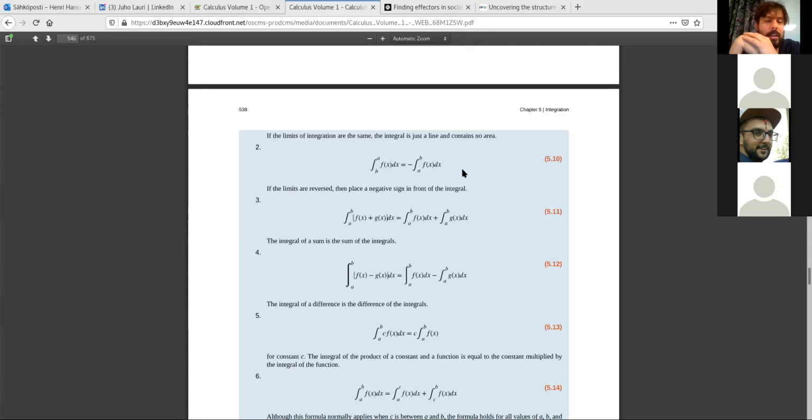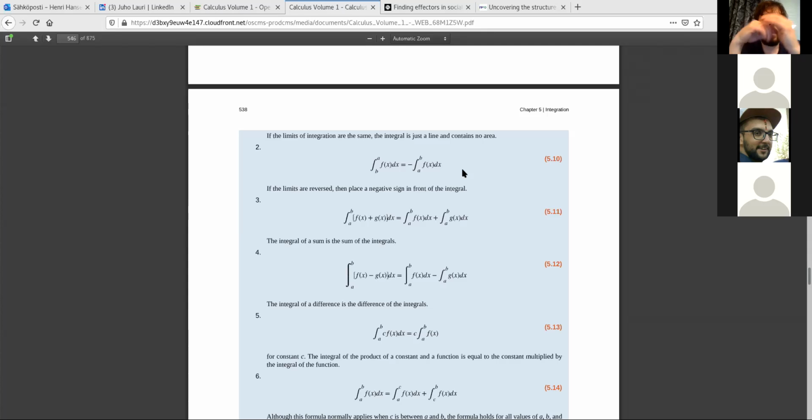That's the most contentious of these, 5.10. The intuition of why this is so is something that you just have to take into account. So that if you're going backwards, you're subtracting. If you're going forwards, you're adding the area.